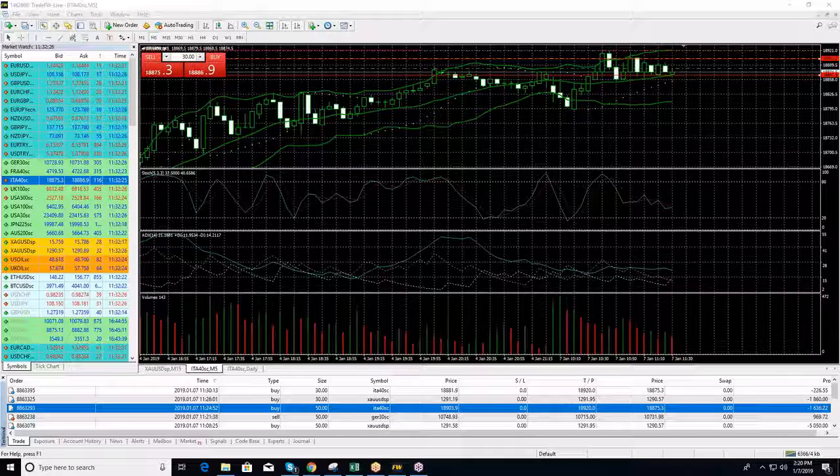Then I am short on DAX. I entered a short position on DAX at 10,748.93. My take profit is at 10,715, and currently we are making $1,000 on it. Guys, get ready. We are very close to hit our take profit over here.